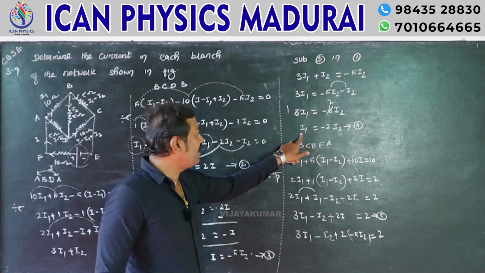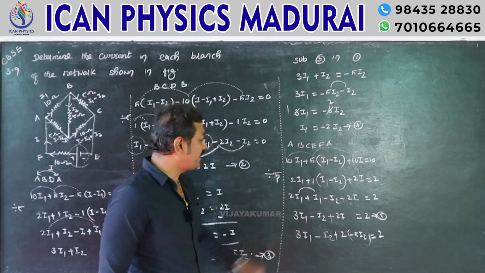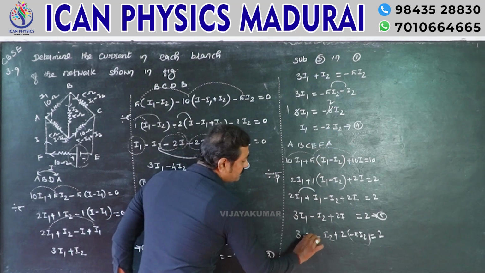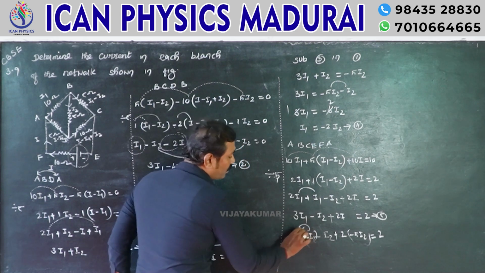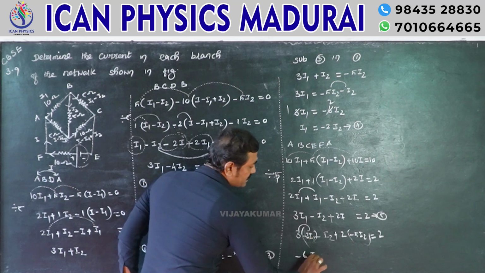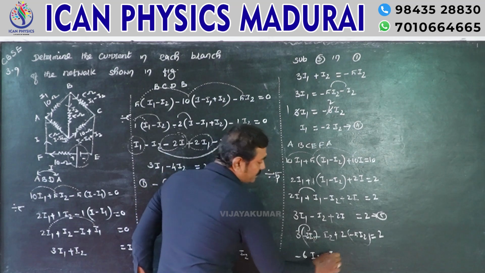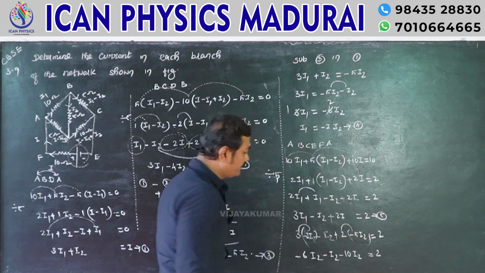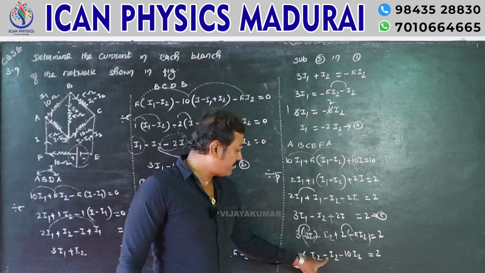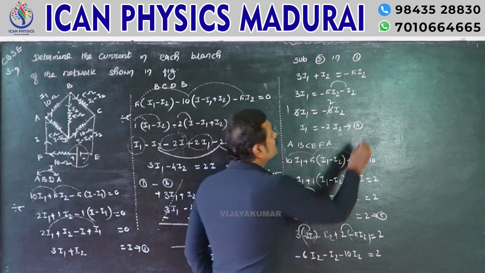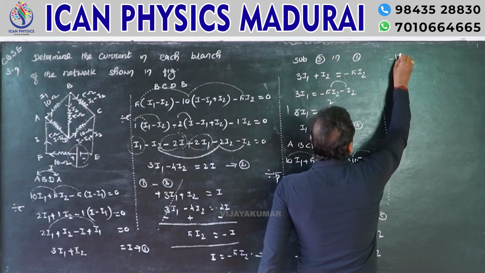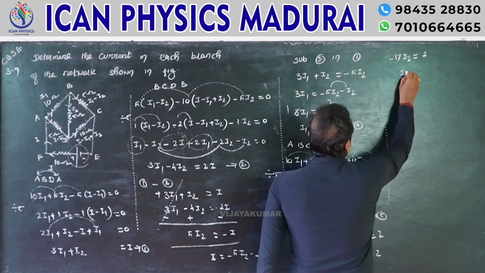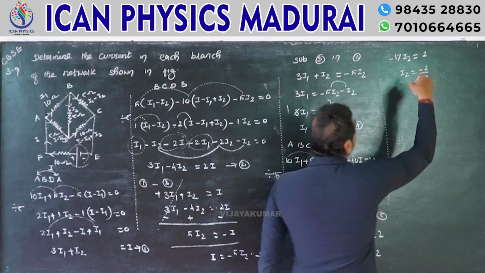Now here also we calculate the value of I1. So what is the value of I1? Minus 2I2. So instead of I1, I can substitute minus 2I2. Now 2 3s are 6, so 6I2. Here minus I2. 2 5s are 10, 10I2 equal to 2. Minus 10I2 minus I2 minus 6I2. So totally we are having minus 17I2 equal to 2. So I2 equal to minus 2 by 17.